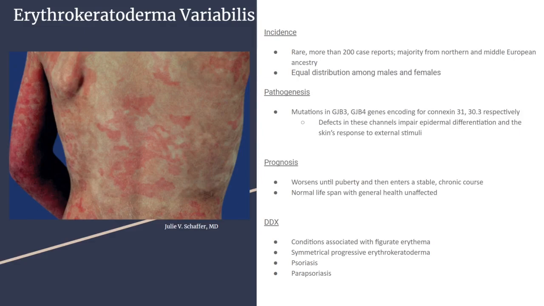And we'll have defects in these gap junctions, which then inhibit epidermal differentiation and limit an appropriate skin response to an external stimulus. Ultimately, there's kind of a period where it gets worse early in life, and then around puberty it tends to stabilize a little bit. But also, you'll have a normal lifespan, and your general health will be relatively fine. This is mostly a cutaneous condition. Don't forget about your genodermatoses when you see something like this. Don't forget to rule out psoriasis, parapsoriasis, other diseases that are a little more common than some of these genodermatoses.